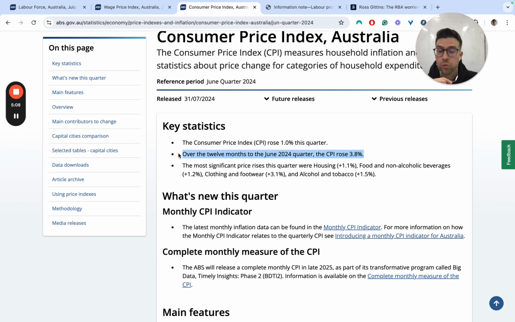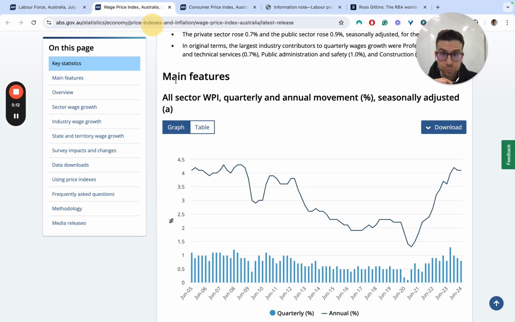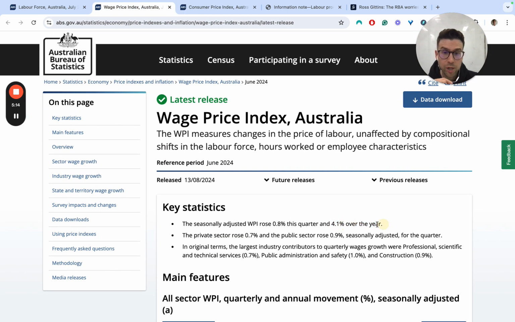Now, if we go and look at the CPI for a moment, this is the recent data as well, over the 12 months to this quarter, we can see that CPI rose 3.8%. Where we know that, as we said, wage price over the same period, reference period June 2024, was 4.1. So in other words, really positive news here is that we can see that wages have outstripped inflation, i.e., therefore, real wages have not gone backwards, they've moved forward.